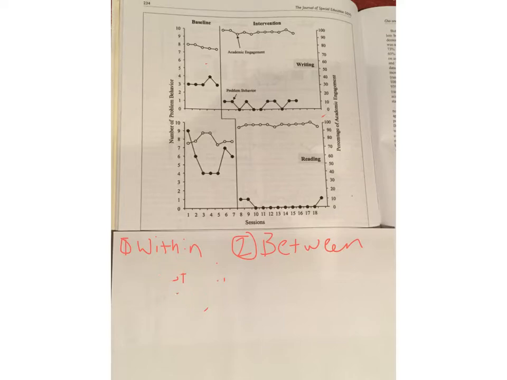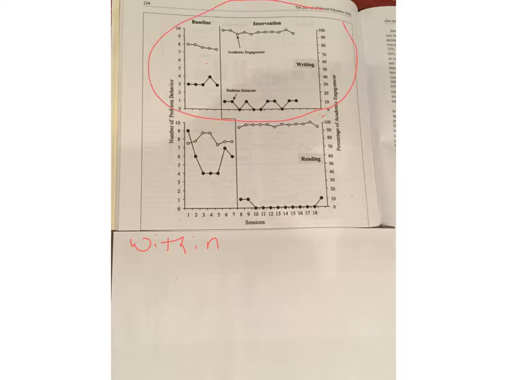So now let's move on to the actual interpretation. So remember, first we're going to look within. And we're just going to focus on this top tier. And first we're going to look at the baseline condition. So everything we talk about in regards to interpreting baseline data are also applied to interpreting the intervention data. And we're just going to focus on the academic engagement scores. Once again, everything that corresponds to interpreting academic engagement scores is also pertinent to interpreting the number of problem behaviors.